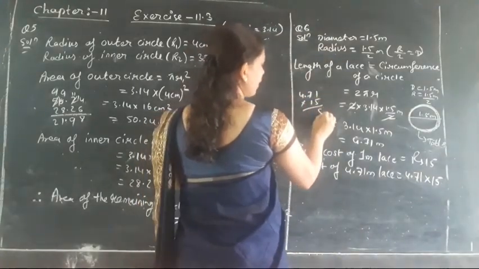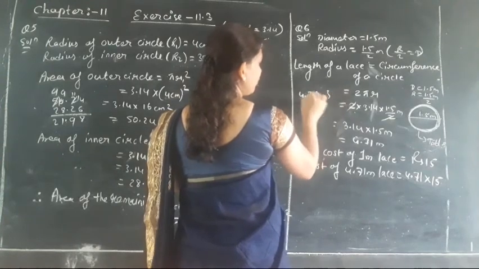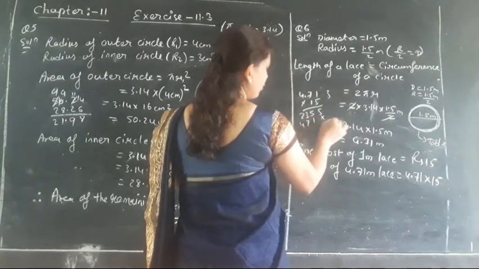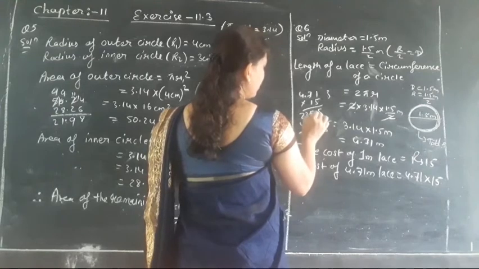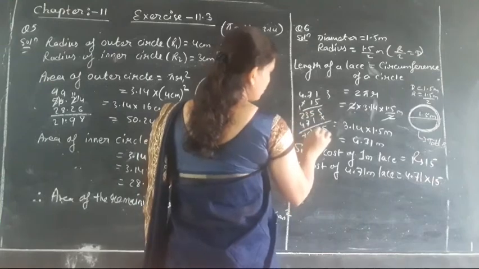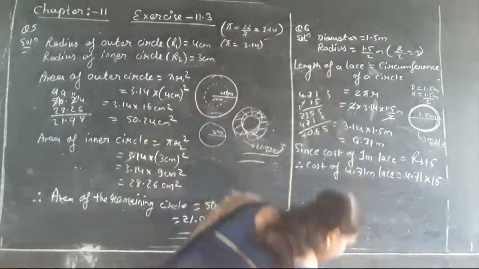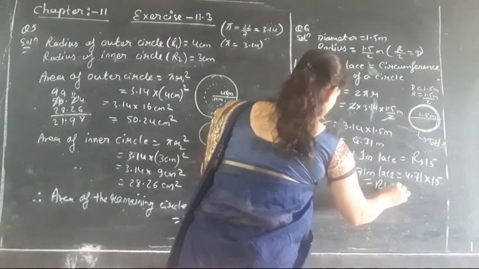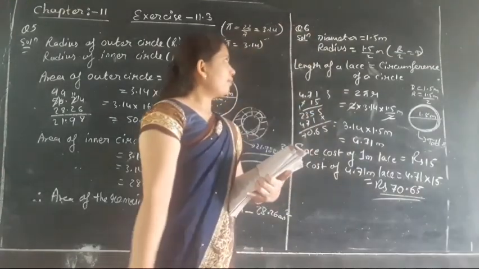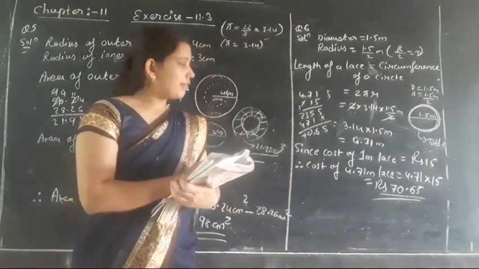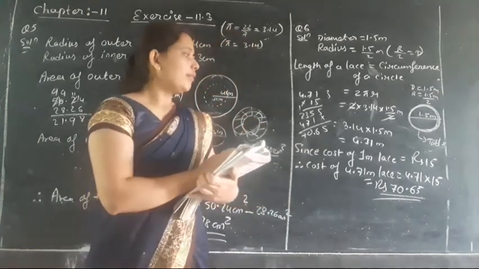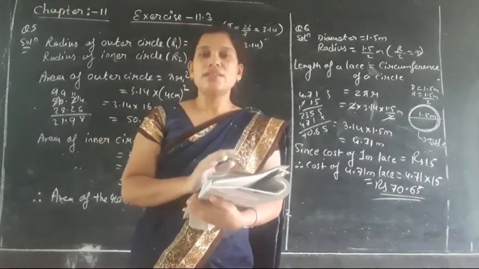Multiply it. 5 1s are 5, 5 7s are 35, 5 4s are 20. 20 plus 3 is 23. So here it will be 235.50, which is rupees 235.50. So how much amount is required? The amount required is the total cost, and the total length of the lace required is 4.71 meter, which is the required answer. Clear, everyone? Understood up to here, everyone?